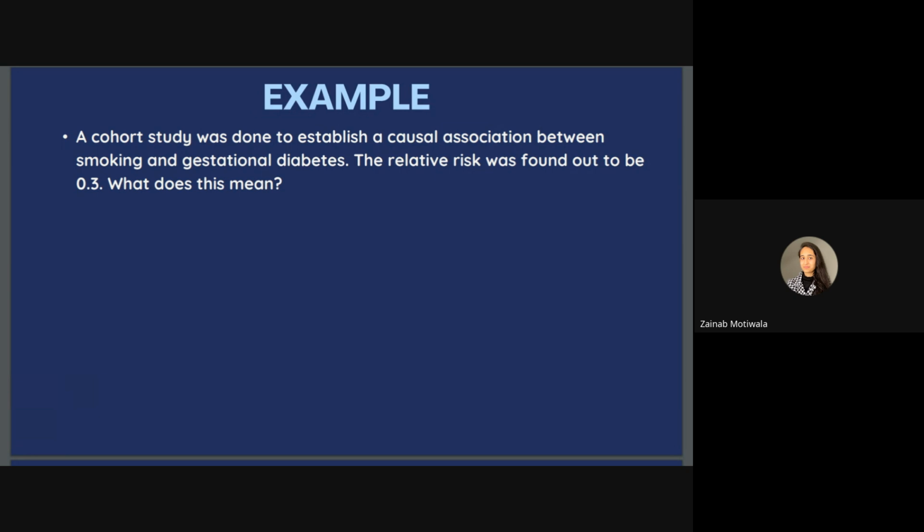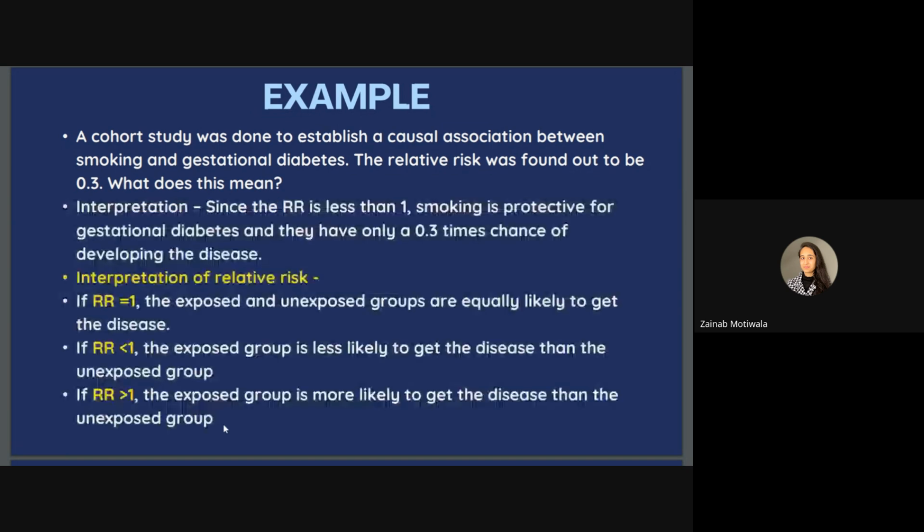Okay, great. So as someone mentioned, Manswani mentioned that there is a protective effect. This is what it shows, that smoking is protective for gestational diabetes, and those who are smokers only have like 0.3 times the chance of developing the disease. Now let's talk about interpretation of relative risk in general.